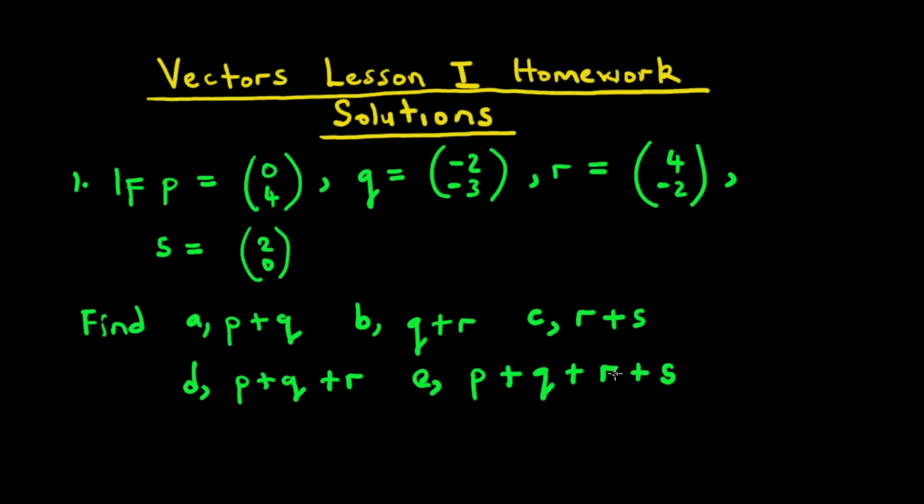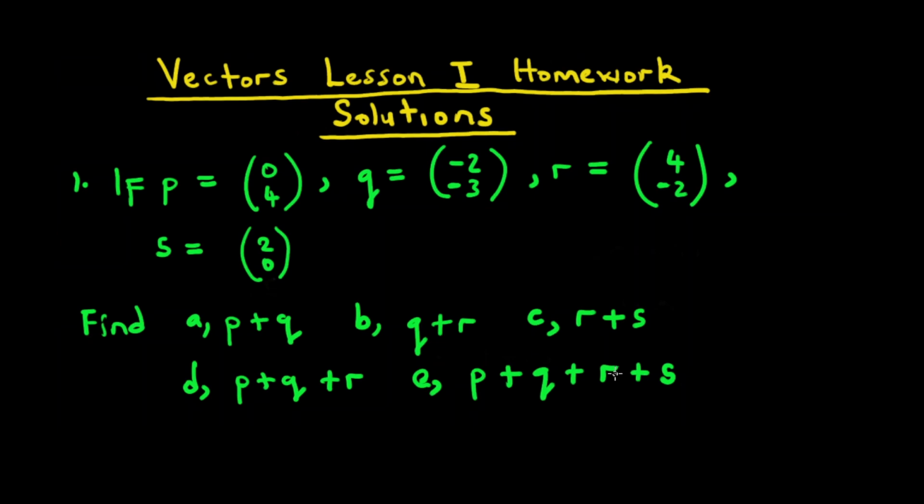Takuda kuprovide ma-solutions ehomework yedu ye-vectors lesson number 1. Saka question 1 yaiti, if p is equal to (0, 4), q is equal to (-2, -3), r is equal to (4, -2), s is equal to (2, 0), then find part a, p plus q.